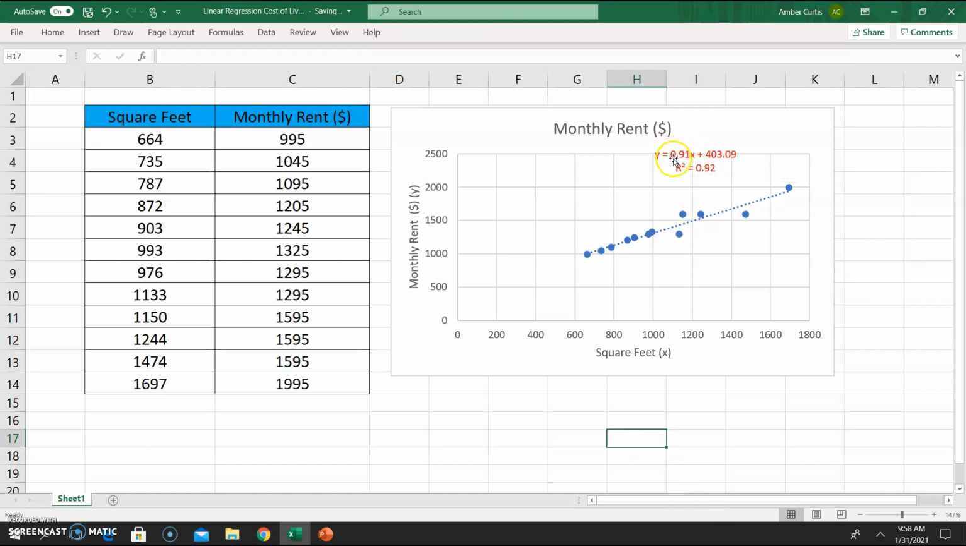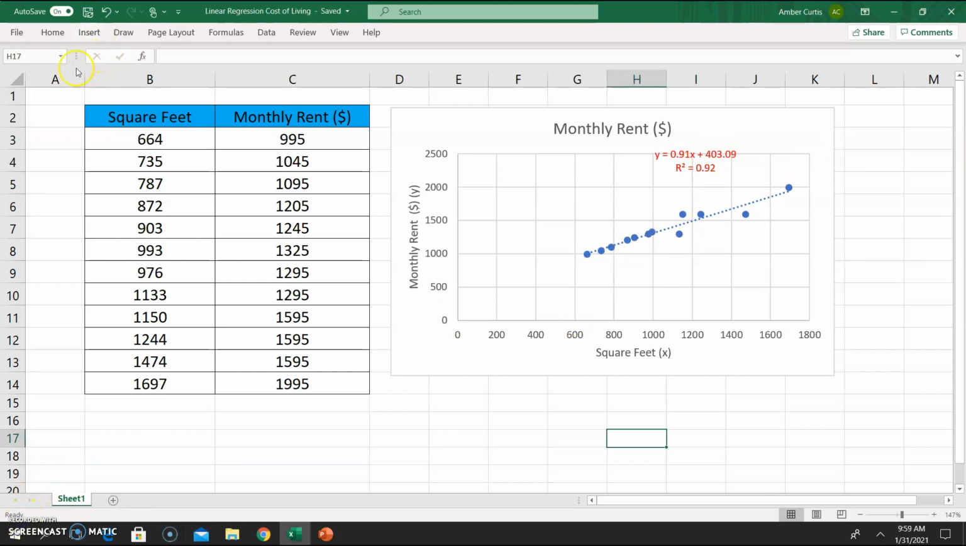Now, this says that every 91 cents increase in monthly rent is equivalent to 1 square footage increase. So if I'm willing to pay 91 cents more, I will get 1 more square foot. Okay? And then this $403 is telling us that we will pay $403 in rent, even for 0 square feet, according to this model, which of course doesn't really make sense, but models don't always perfectly translate in real life.